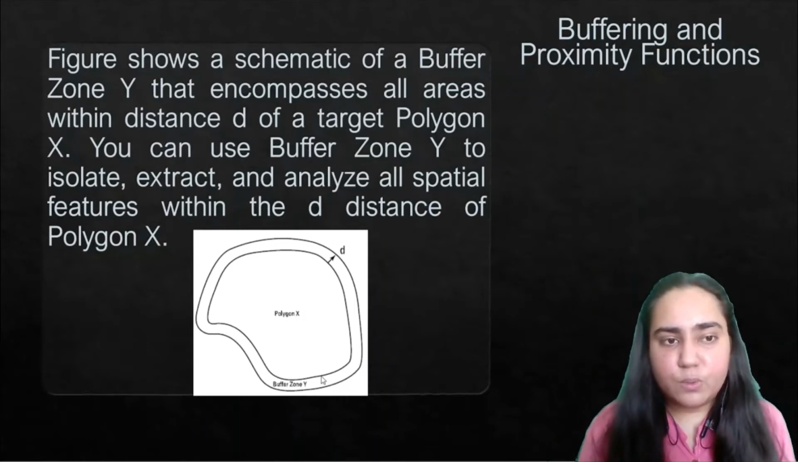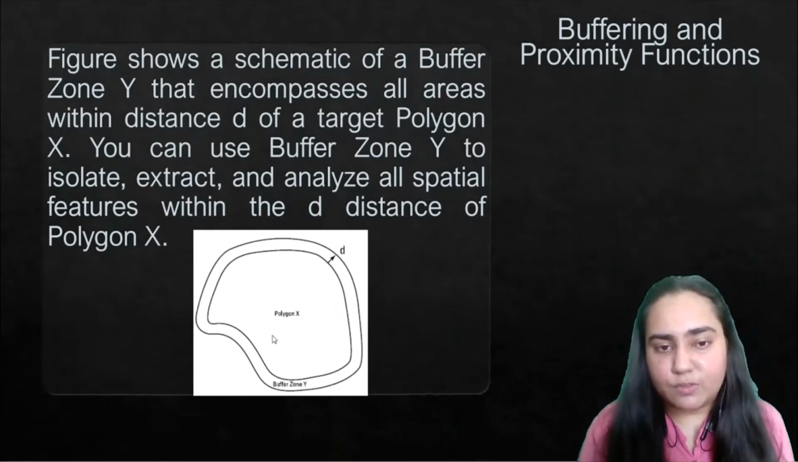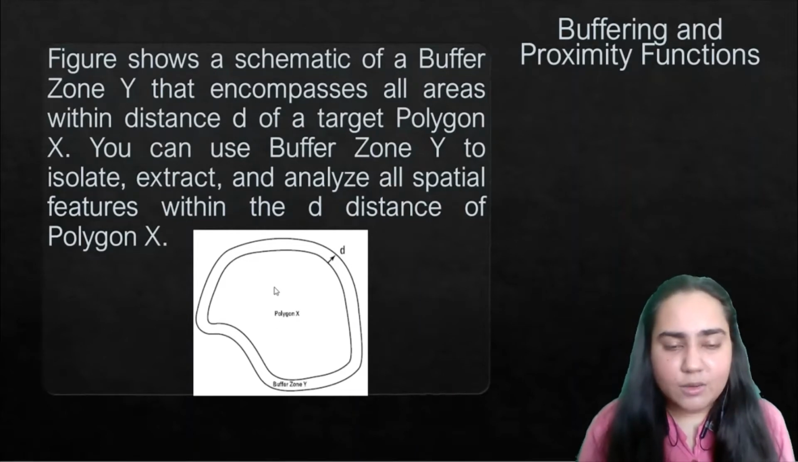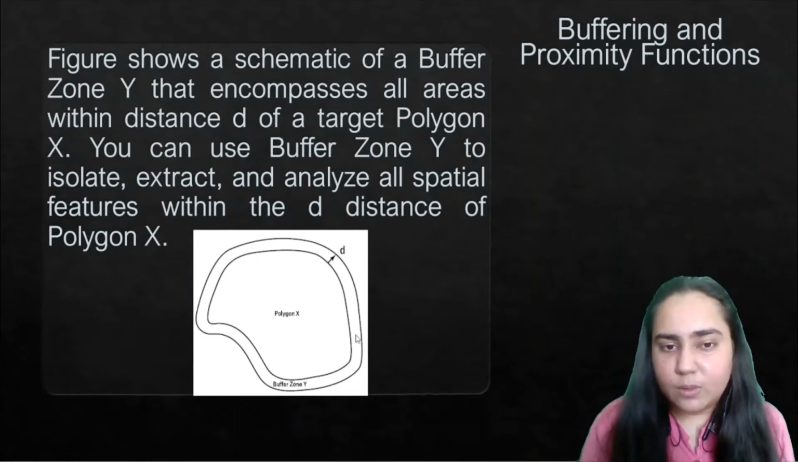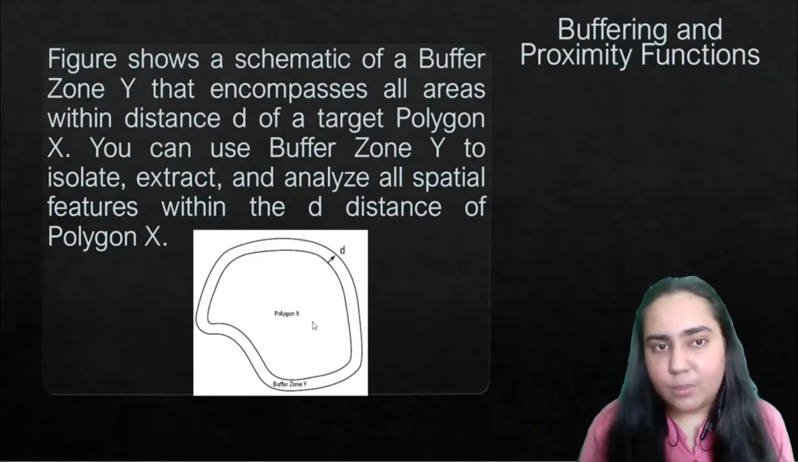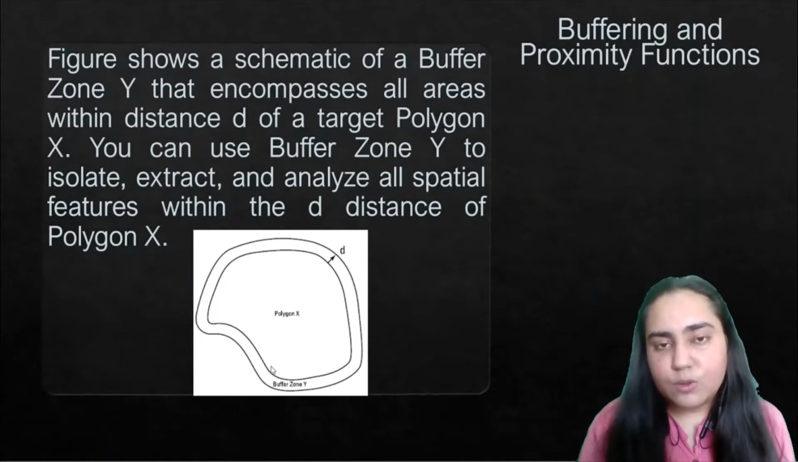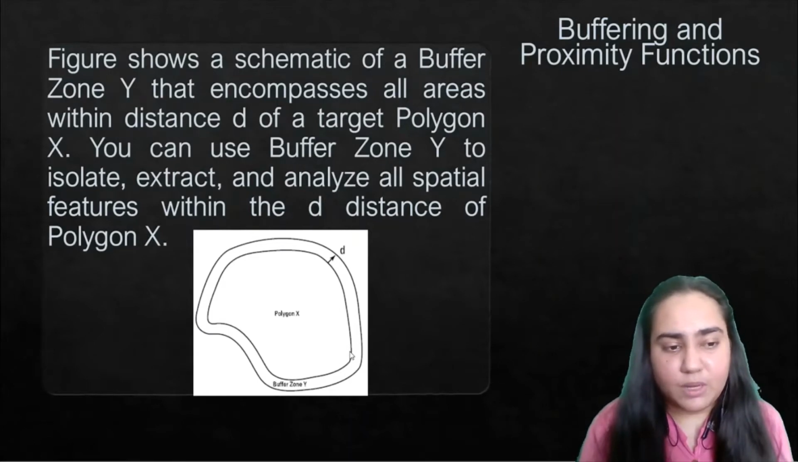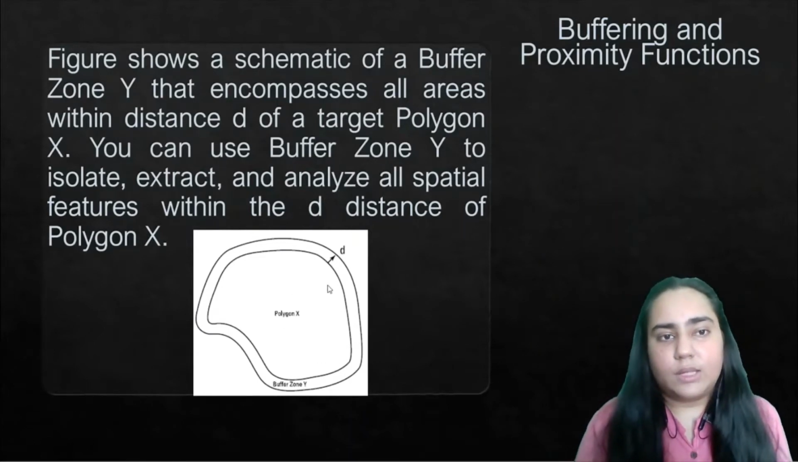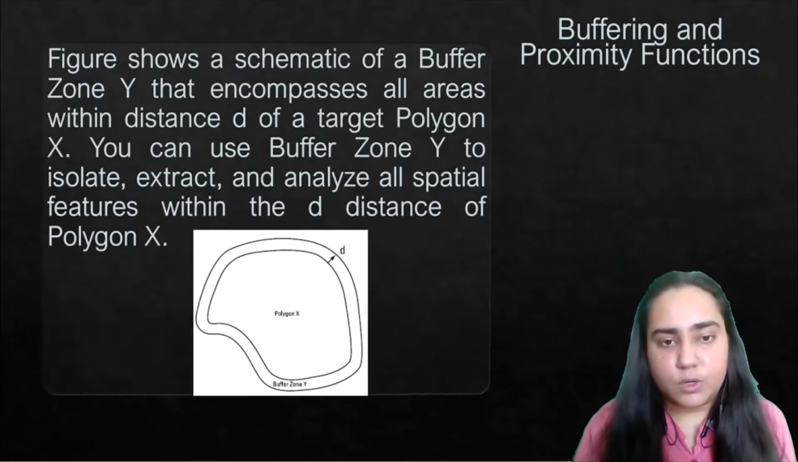So you can use buffer zone Y to isolate, extract, and analyze all spatial features within this distance D of the polygon X. Let's say that polygon X is a building complex where people are living, and I want to find how many medical stores are available within a distance D of this building complex. Then I would create this type of buffer zone, and within those buffer zones, whatever stores are there, I'll find those out and check if they are medical stores or not. So that's how buffering and proximity functions work.